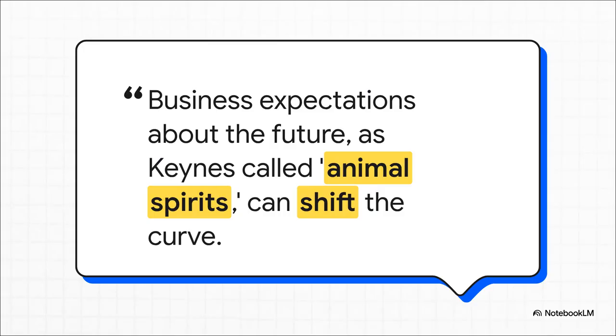But it's not always about concrete things like government spending. The legendary economist John Maynard Keynes had this brilliant phrase for it: animal spirits. He was talking about those waves of pure optimism or pessimism that can wash over an economy. If businesses suddenly feel great about the future, they'll start investing like crazy, even if interest rates haven't budged, and that will shift the whole IS curve to the right.